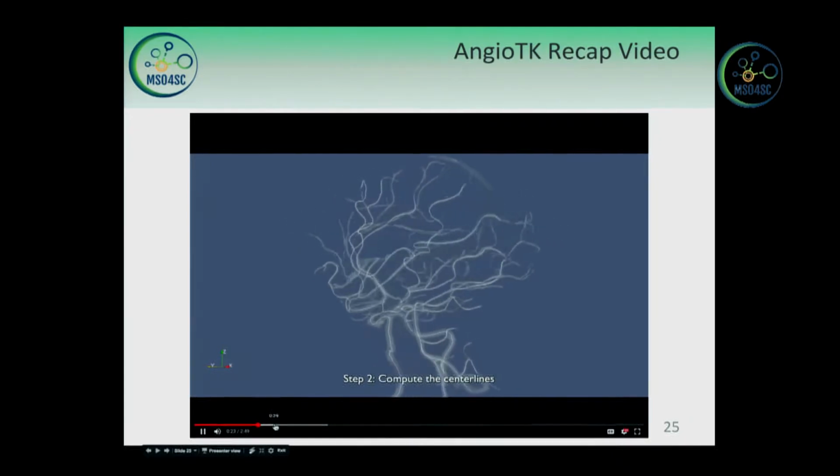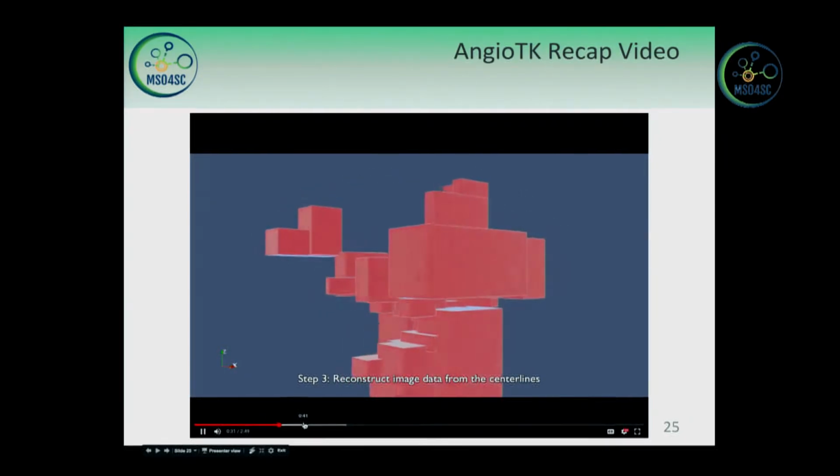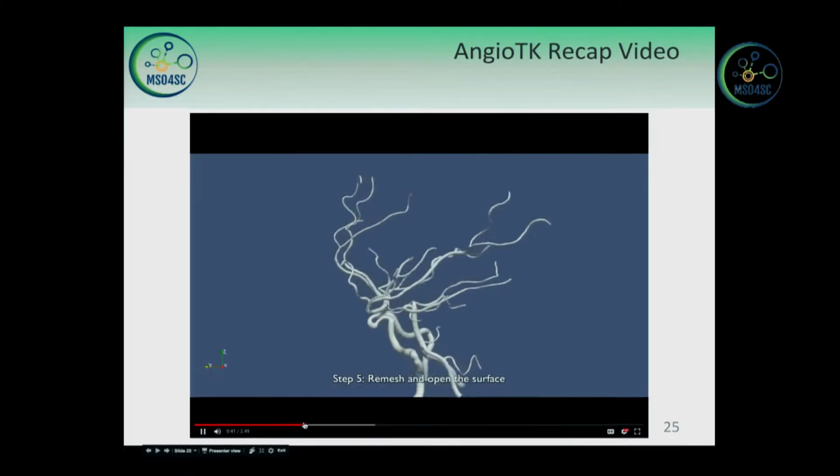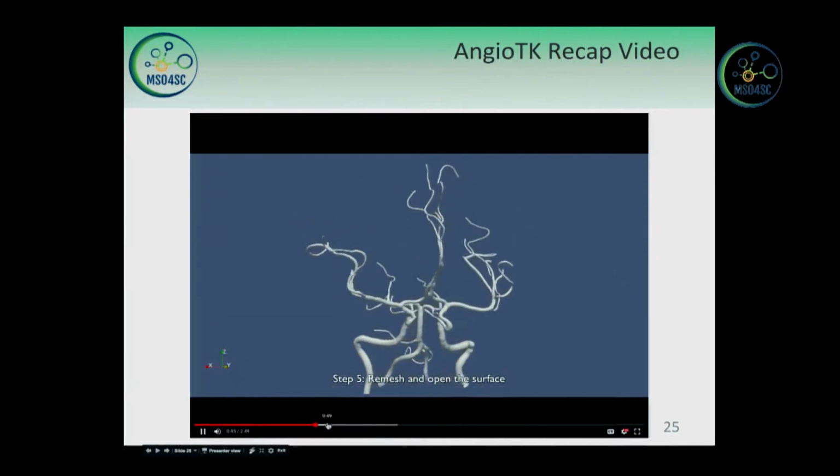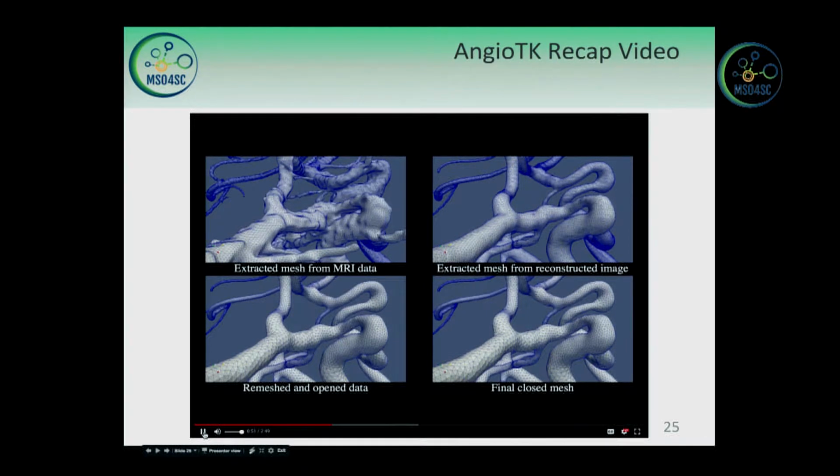Then we extract the center line. We build the signed distance function. We do the next extraction with remeshing to get some nice geometry. And then here, for example, you can see the journey the data makes. This is the first extraction. This is not good here, from MRI data.